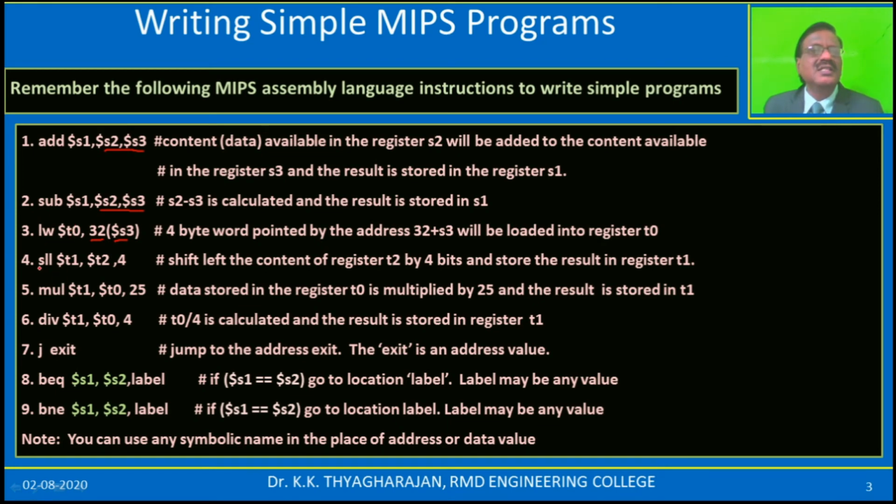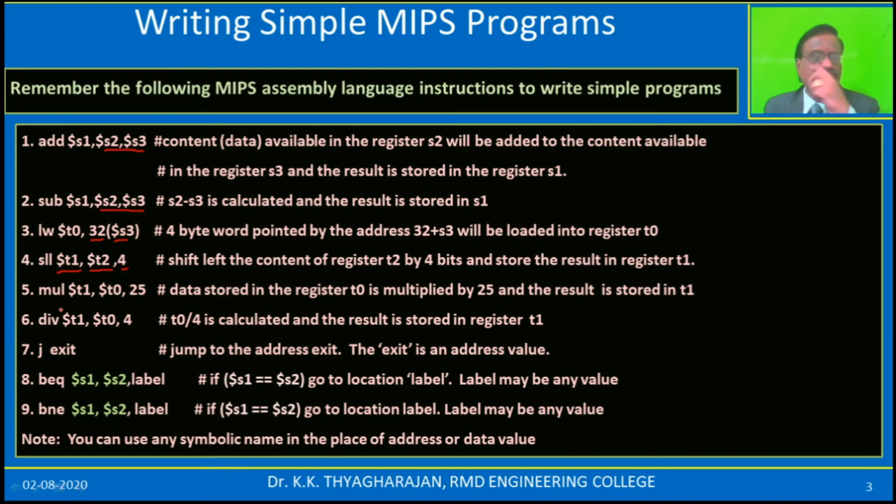Here, this is shift left logical $T1, $T2, 4. It indicates that the contents or data stored in T2 will be shifted left by 4 bits and the result will be stored in T1.